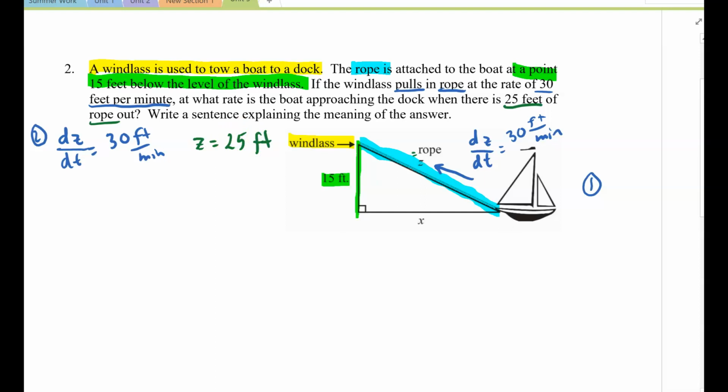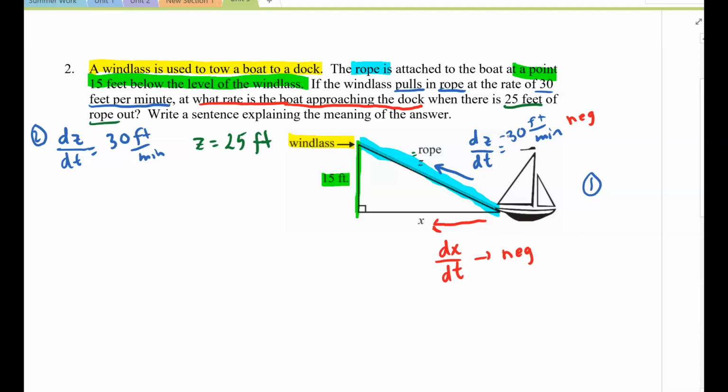And they want to know, here's the question, this is always important. It says, what rate is the boat approaching the dock? So here's the boat, and it's approaching the dock. It's going this direction, so that is dx/dt. It's also important to note that this distance approaching the dock is shrinking. It's a negative distance. And the same with dz/dt, so that's a negative 30 feet per minute.